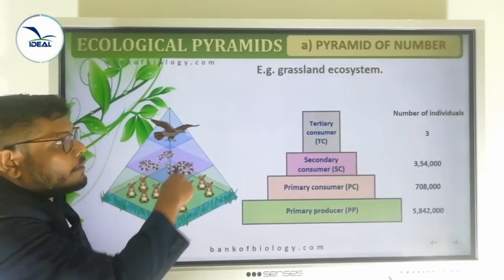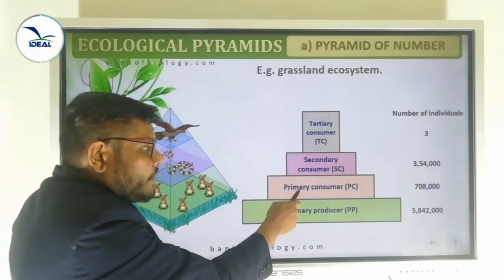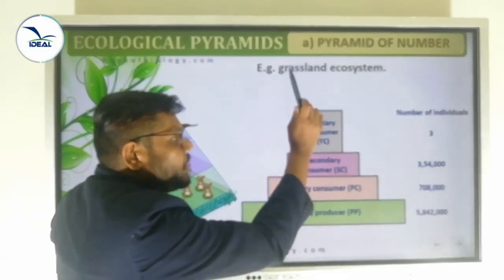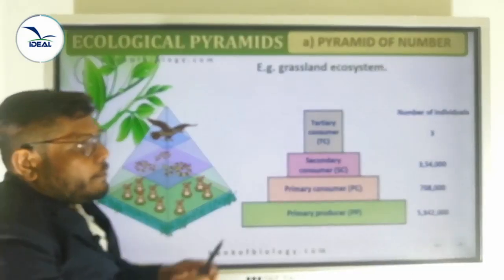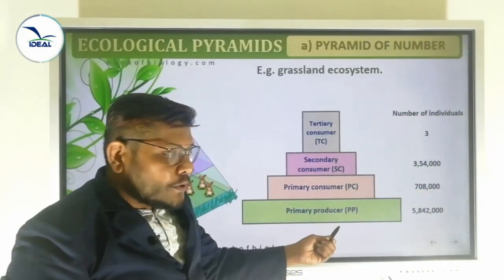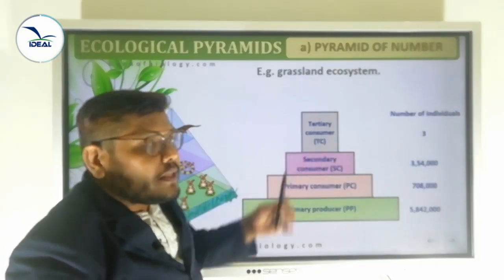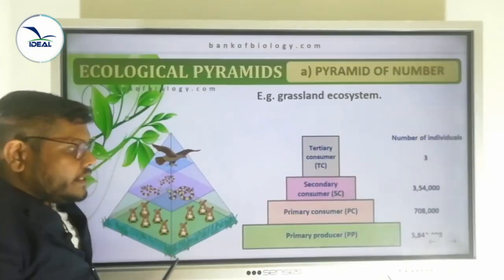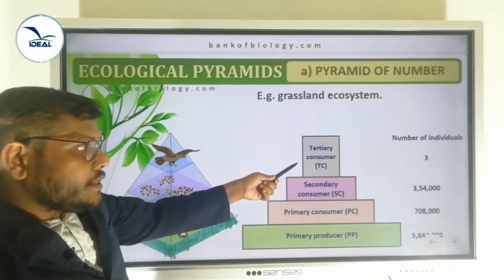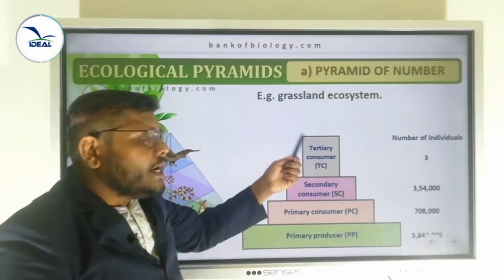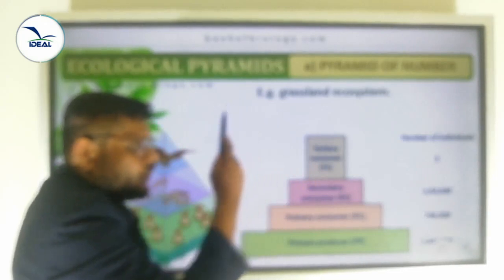Here is one example, a grassland ecosystem. Look here: primary producer, primary consumer, secondary consumer, tertiary consumer. So we get a pyramid-like structure. The number of individuals in the primary producer level is broad, and the tertiary consumer, the top carnivore, is narrow. First trophic level, second trophic level, third trophic level and fourth trophic level.